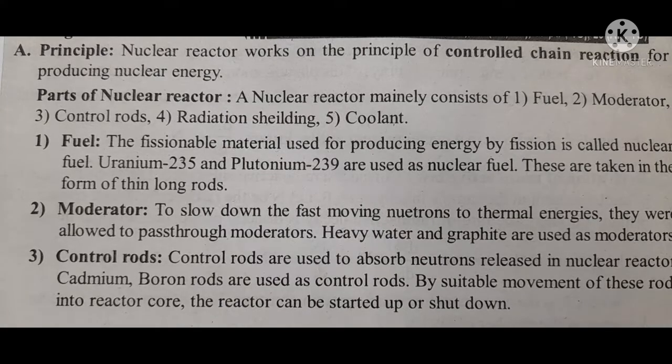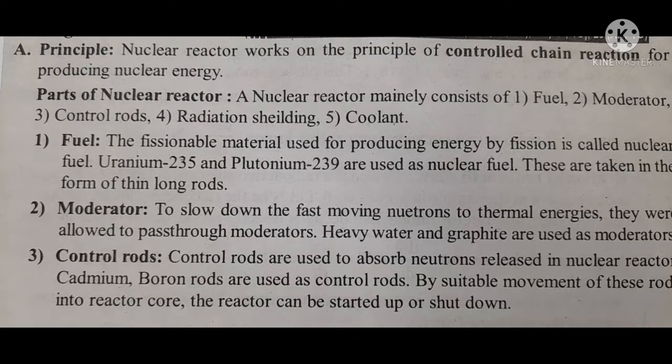Now point number 2: what are the parts of the nuclear reactor? In the nuclear reactor, there are mainly 5 parts; in some books they give 6 parts, but here we have 5. Number 1 is fuel. Number 2 is moderator. Number 3 is control rods. Number 4 is radiation shielding or protective shielding. Number 5 is coolant. Let us discuss how all the parts work.